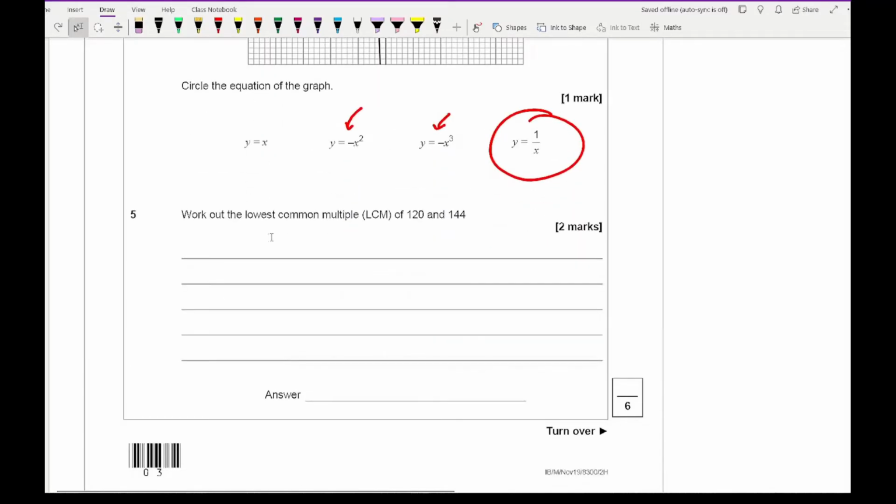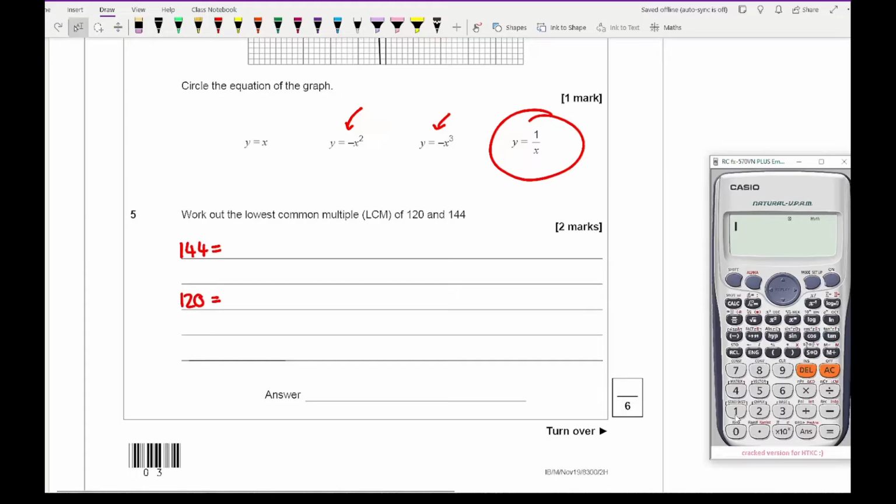Now in terms of work out the lowest common multiple of 120 and 144. Now the lowest common multiple is basically the smallest number that appears in both the 120 times table and the 144 times table. Now for this one, they are obviously going to want to see some working out, so you might want to start by doing the 144 times table and the 120 times table. So for this, using your calculator, obviously you can use Venn diagrams, you can use products of their primes, which are on your calculator, you can do, that's not a problem.